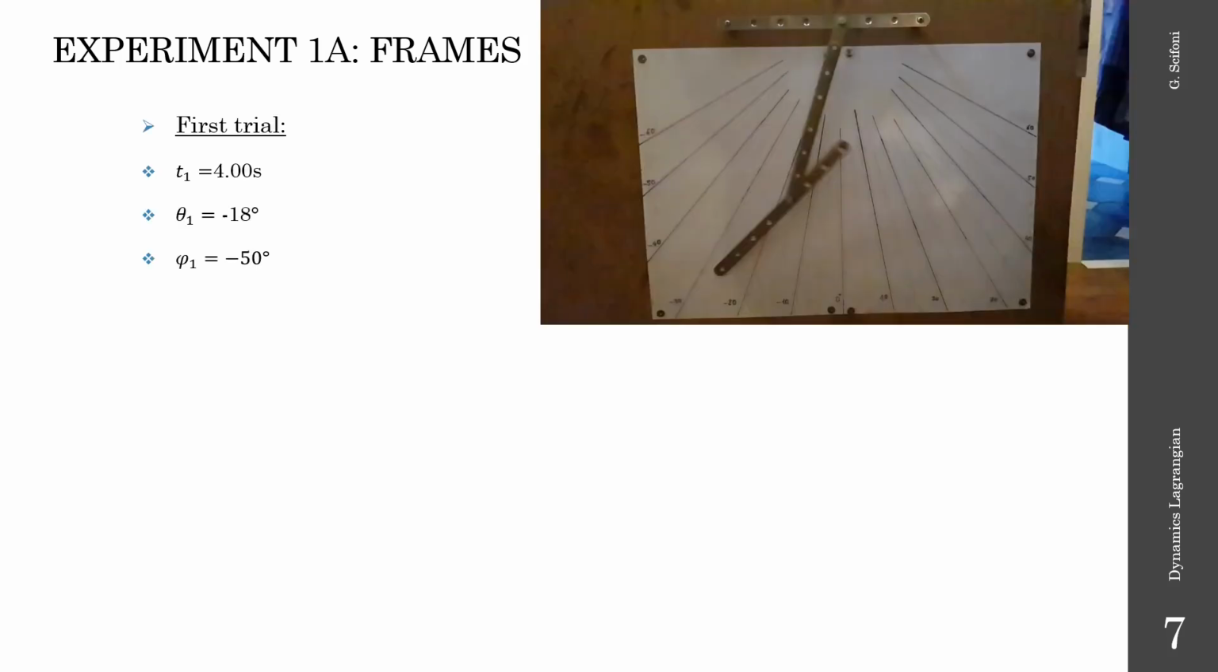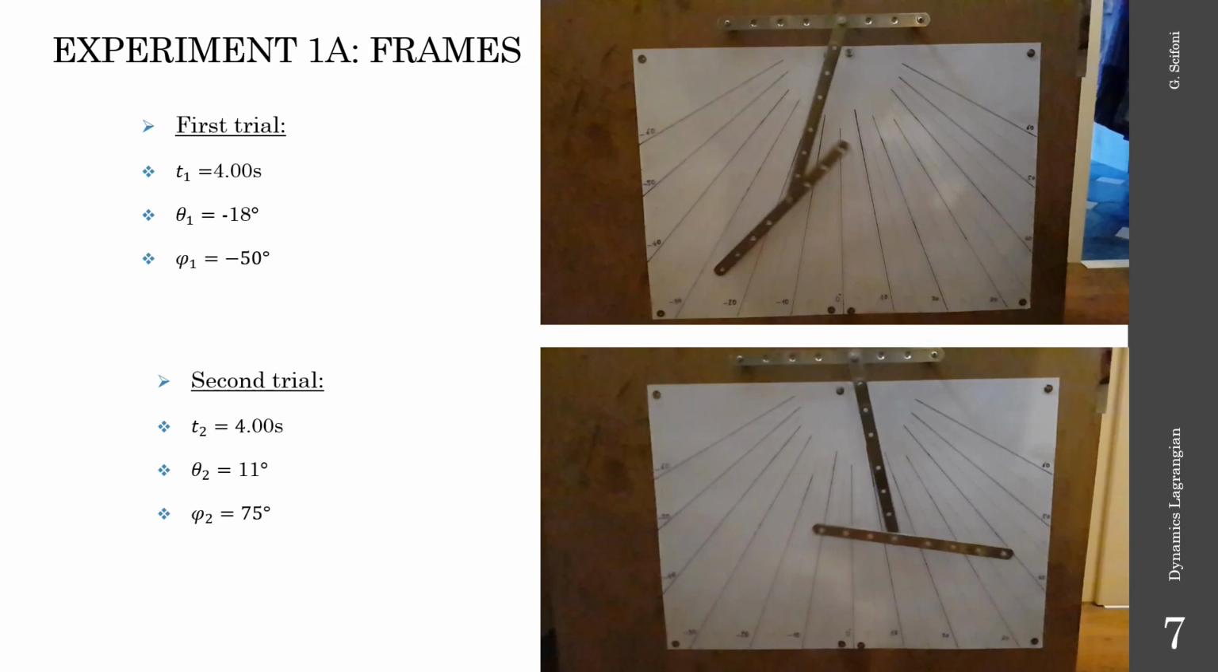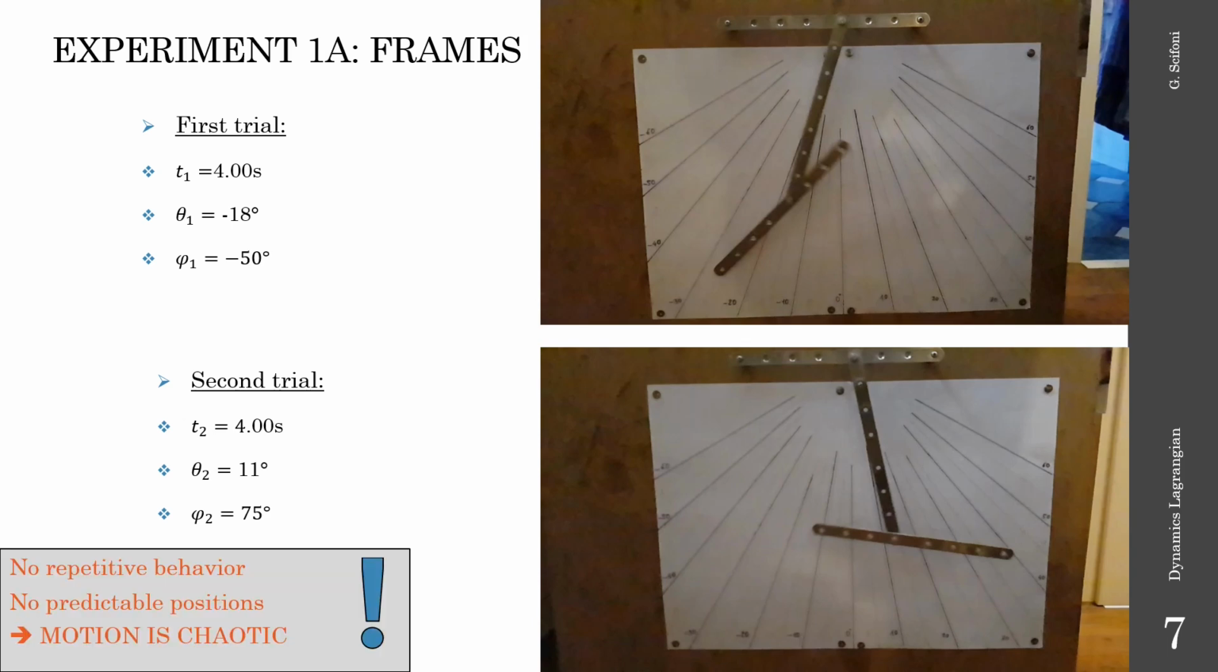We took a couple of shots for t equals 4 seconds and we observe how different are the two configurations. One shows negative 18 degrees and negative 50 degrees for the angles theta and phi respectively, and the second 11 degrees and 75 degrees. We can argue that the positions, at least after a certain time, are not predictable and the motion is chaotic.